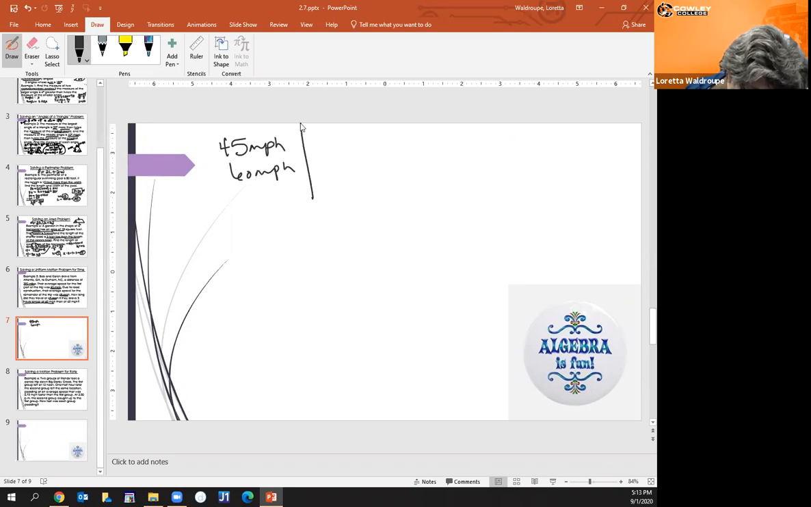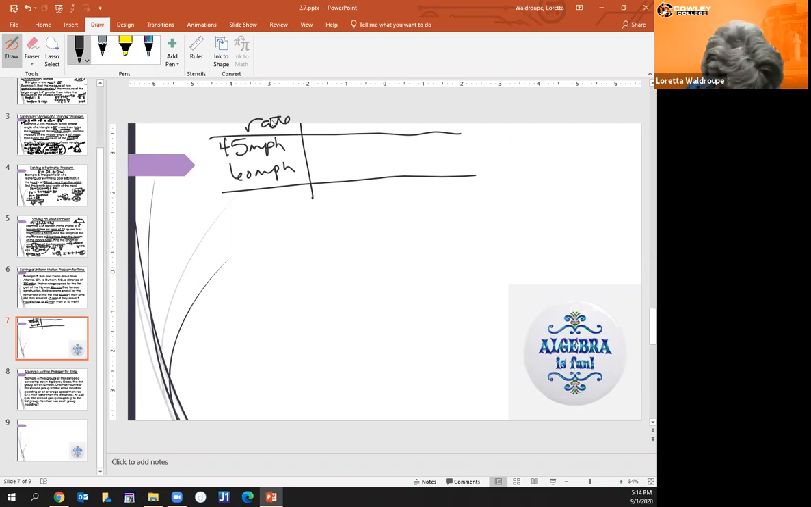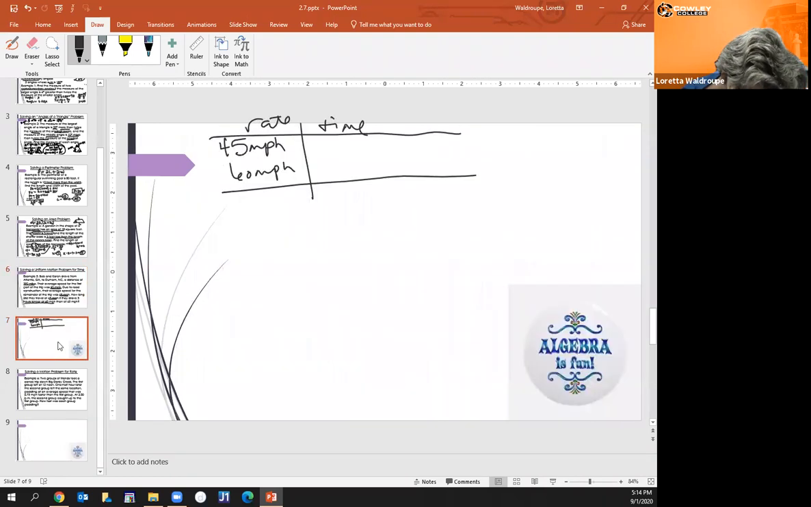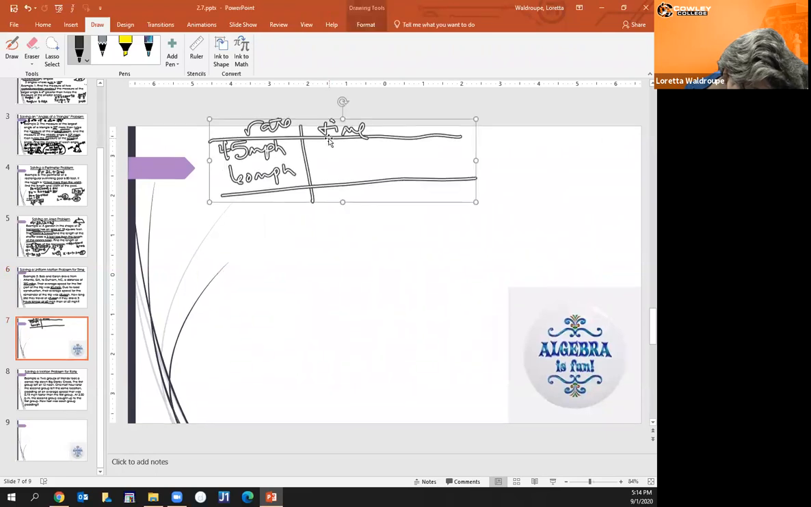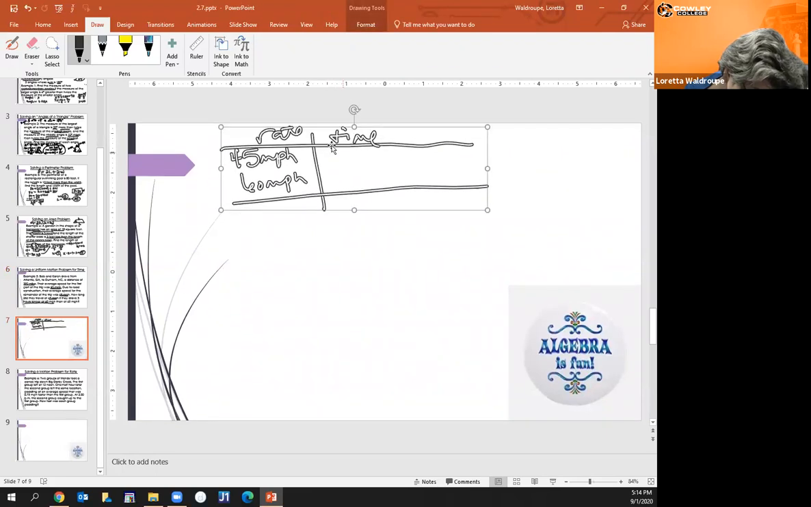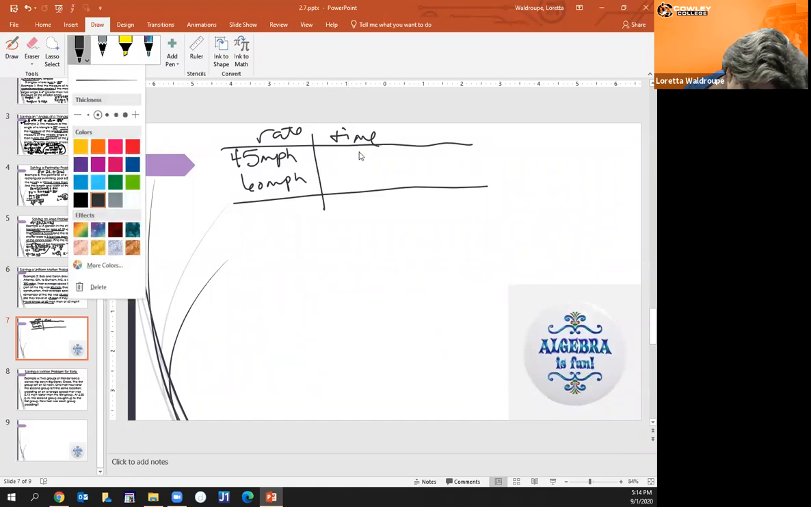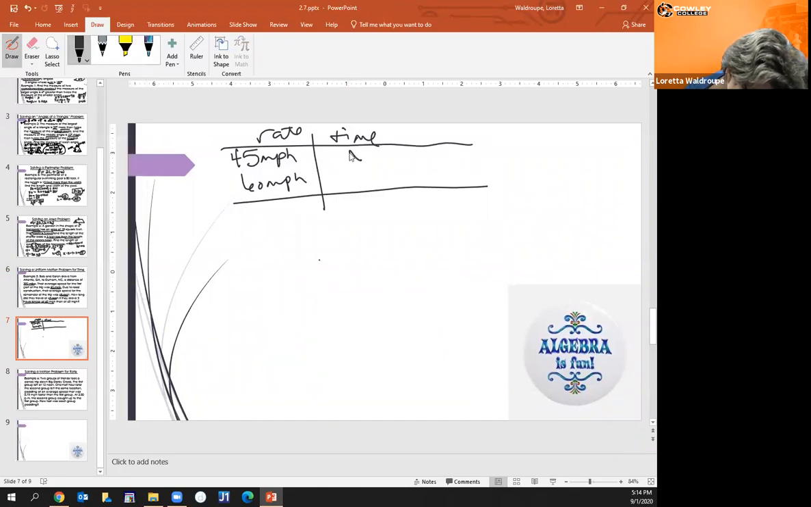We have 60 miles per hour. That's our rate. Our time, it says the 60 miles per hour was 3 hours longer. So if I call my time at 45, x, my time at 60 was x plus 3 hours longer.